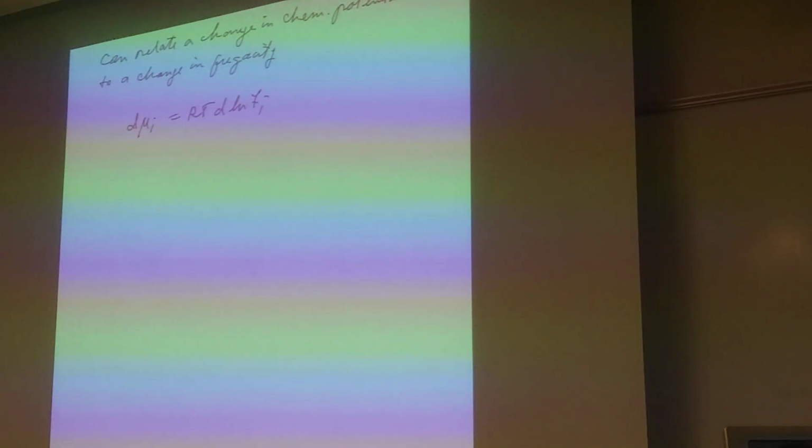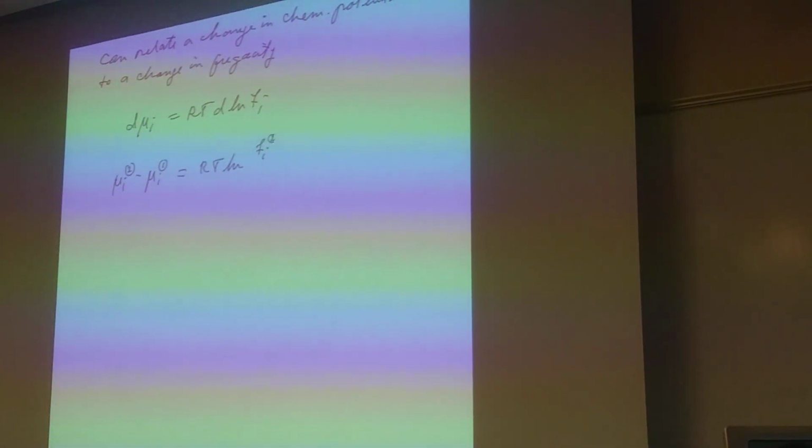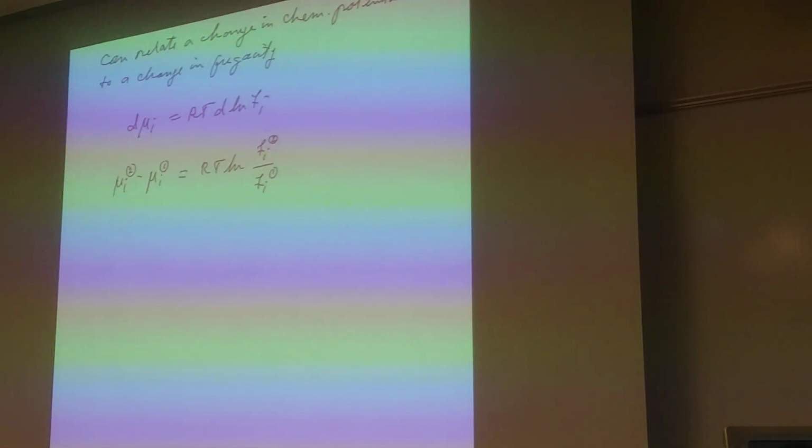which means if I integrate that, μ_i in some state 2 minus μ_i in some state 1, whatever those are, is equal to, just in general, RT logarithm of fugacity in state 2 over fugacity in state 1. So this is just in general true. Now what that does, it doesn't really complete the definition of fugacity yet.